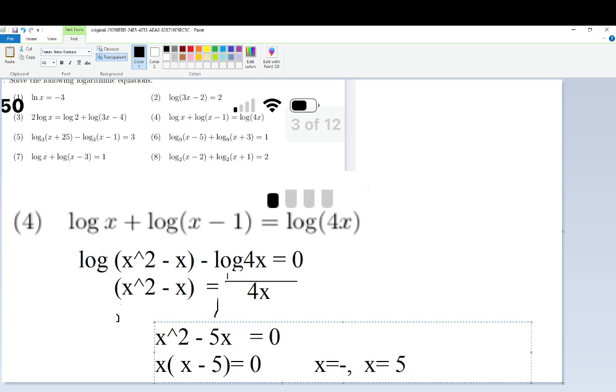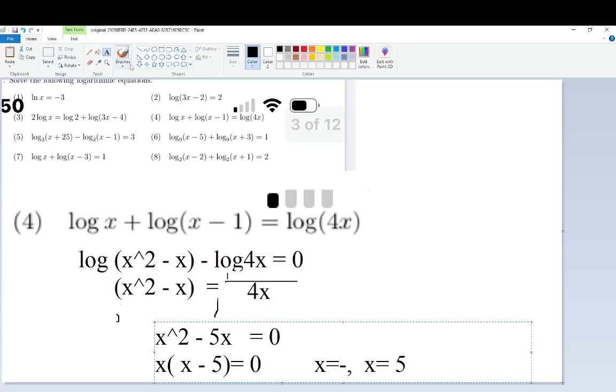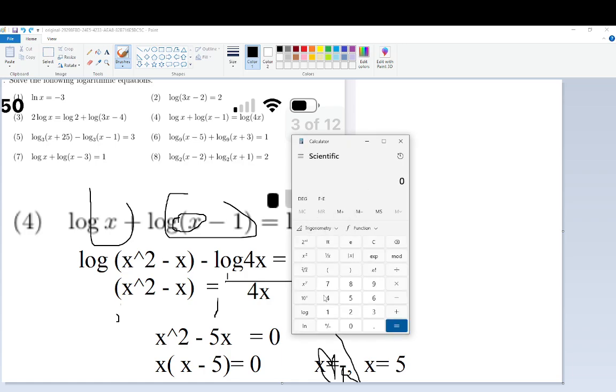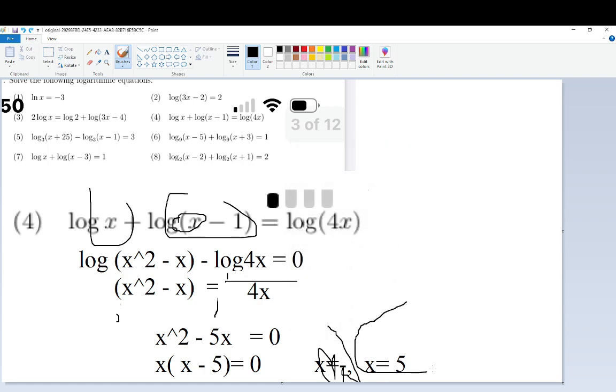Now you would plug it back in. 0 does not work because right here this becomes a negative. 0 minus 1. So 0 is not an answer. Log 5 plus log 4 will be equal to log 20. So here's log 5, here's log 4 plus log 5. So that's 1.3. Now we should be equal to log 20, 1.3. So the answer is x is equal to 5.